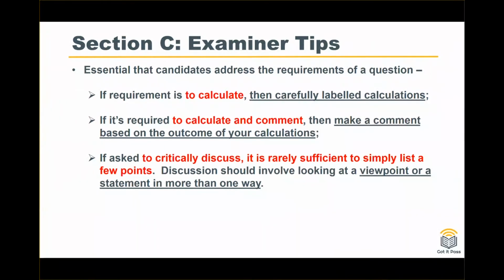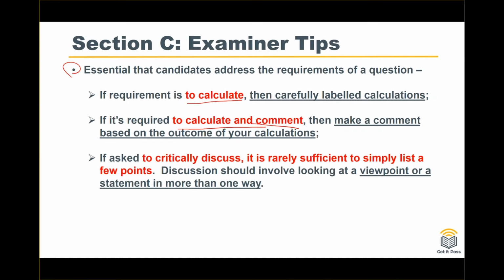Examiner tips in section C. Before going into the details of each area, I would like to share the examiner tips. It's for the requirements. Sometimes you can read the examiner comments saying that candidates' ability to address the requirements of the question is quite weak. You have to know the different requirements. For example, if it is to calculate, then you only do the calculation and carefully label it. But if it is calculate and comment, then you have to make a comment based on the outcome of your calculation.